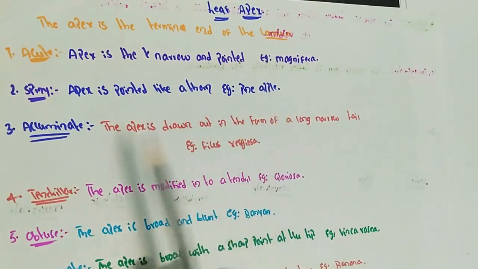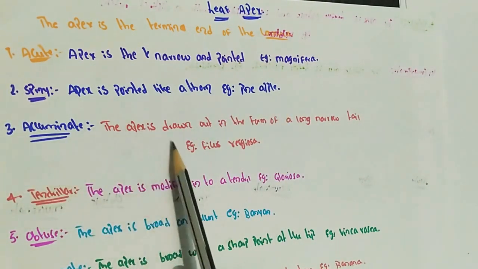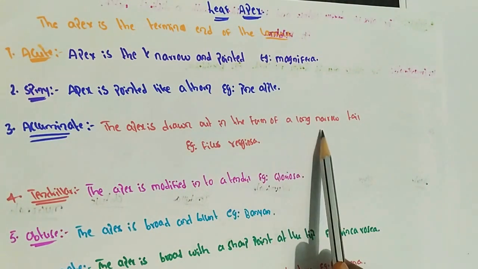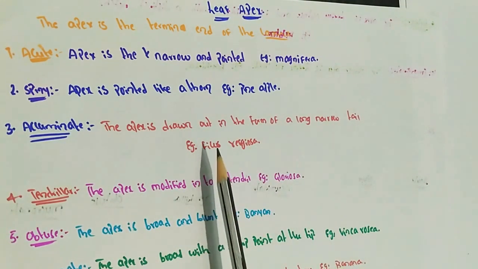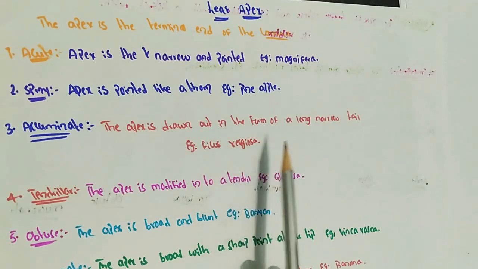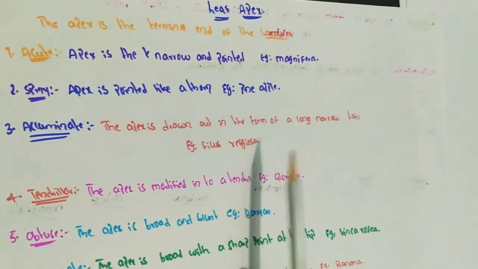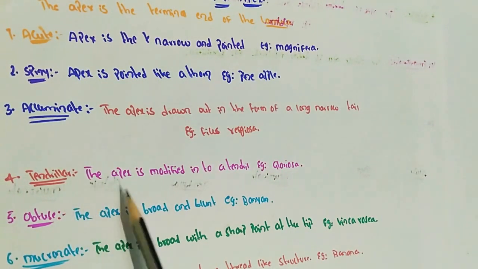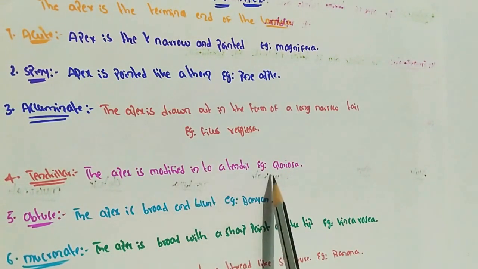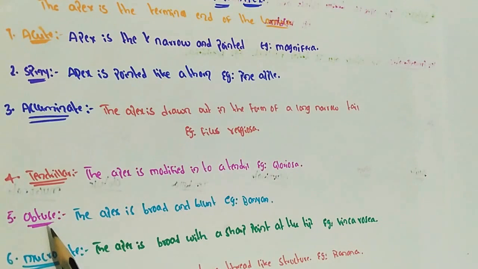Example, pineapple. Third type, acuminate. The apex is drawn out in the form of a long narrow tail. Here the apex of a leaf is drawn outward in the form of a tail structure. Example, ficus religiosa. Fourth type, tendrilar. The apex is modified into a tendril. Example, gloriosa.